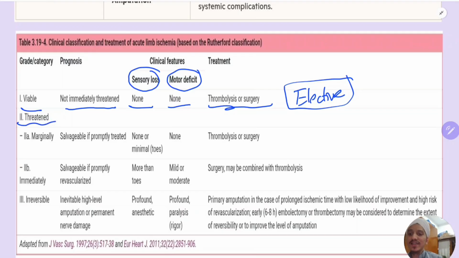Now, when you say it is threatened, threatened can be divided further. This is from the McMaster Textbook of Medicine, remember, and McMaster always gives updated things. That's why I use this for treatment more.